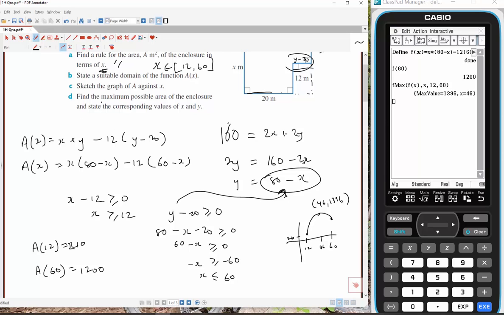1396. So find the maximum possible area of the enclosure. So it's 1396 meters squared. The value of x is equal to 46. The value of y is 80 take 46, which is 34. Okay, so these are the values that produce this maximum area. All right.